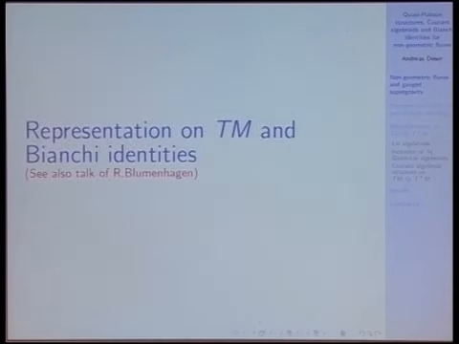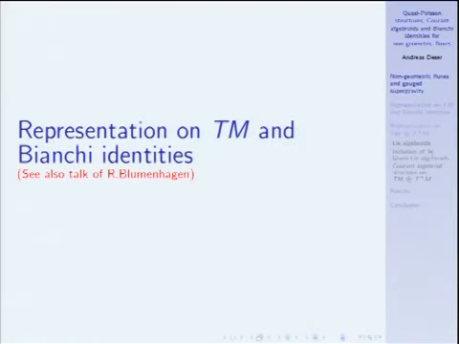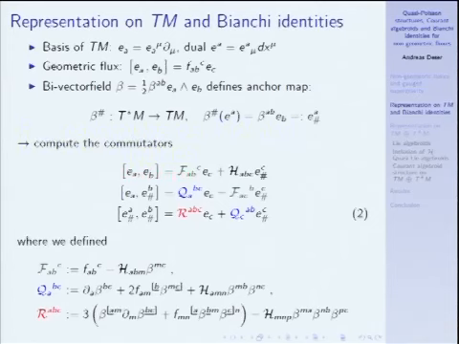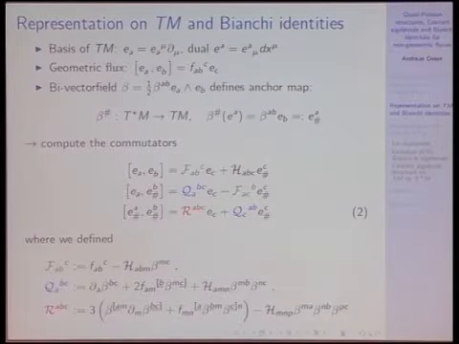The first one was already mentioned by Rolf. It's a representation on the tangent bundle of a manifold. So forget about what kind of manifold; let's just take the tangent bundle. Let's take a basis and a dual basis, where the geometric flux is given by the commutation relations of the basis. Let's also assume that there exists a bivector field, which defines a map from the cotangent bundle to the tangent bundle, which allows us to define also objects with index up. It's just an easy sum.